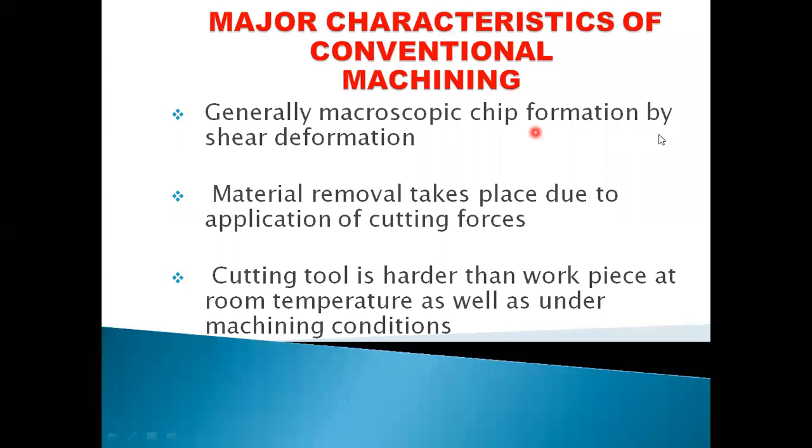Generally, the chips are formed because of shear deformation, and the material removal takes place due to application of cutting force. You know that I have to point the tool to remove the material from the workpiece. Now, the cutting tool is harder than the workpiece at room temperature as well as under machining conditions. Obviously, whatever the temperature may be, the cutting tool must be harder compared to the workpiece. Otherwise, the cutting won't happen.